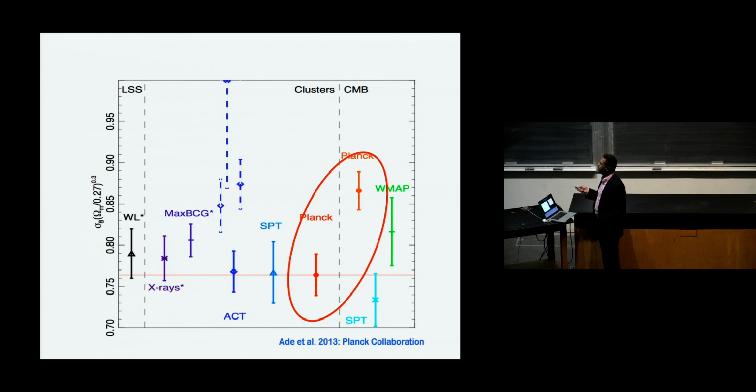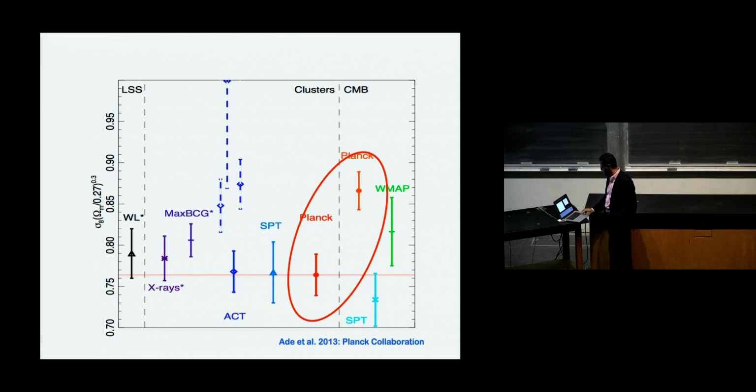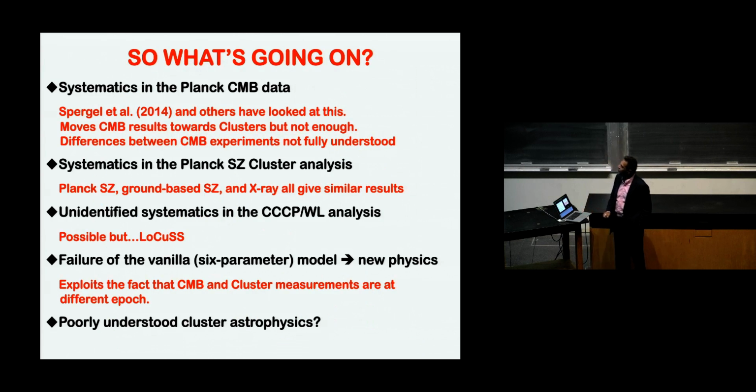And that's discrepant. This is WMAP, which is the other CMB experiment, and it has a value that's lower and error bars that are larger. And so the WMAP people claim they're in agreement with the large-scale structure, and the Planck people would claim that they're in agreement with WMAP. The point is, there is a tension here. And so what's going on?